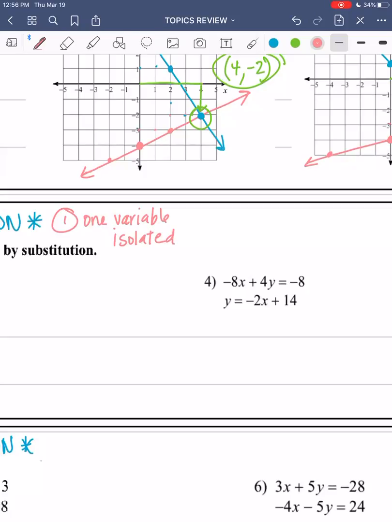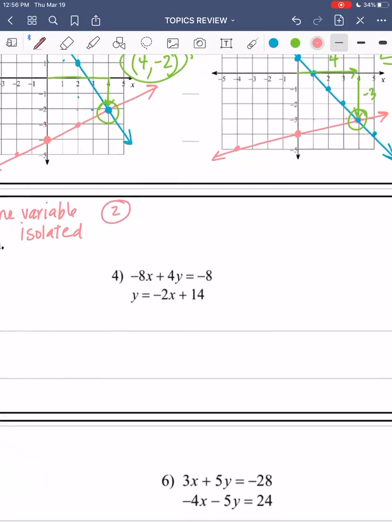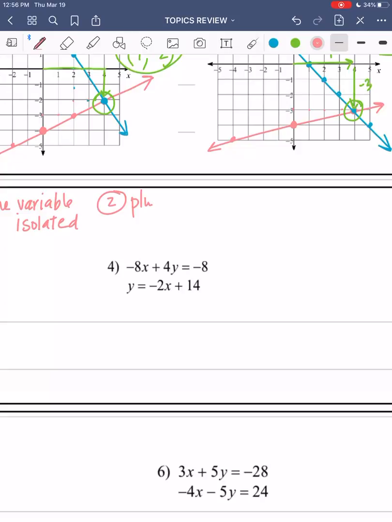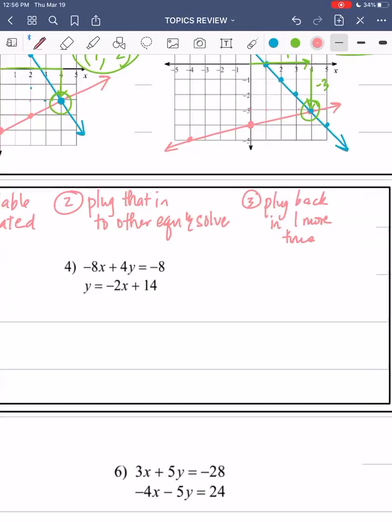Step one: one variable isolated. Step two: plug that into the other equation and solve. And we'll have to plug back in one more time. Let's see an example of that, because those instructions might not have been super clear.